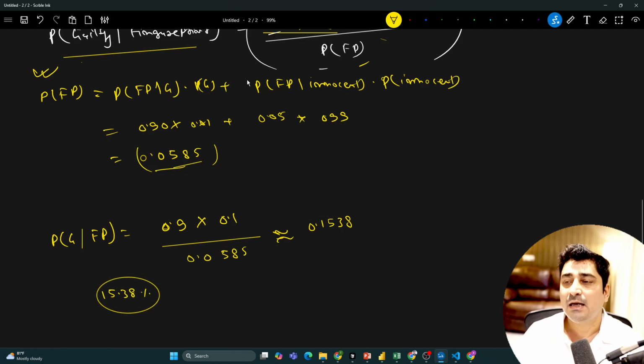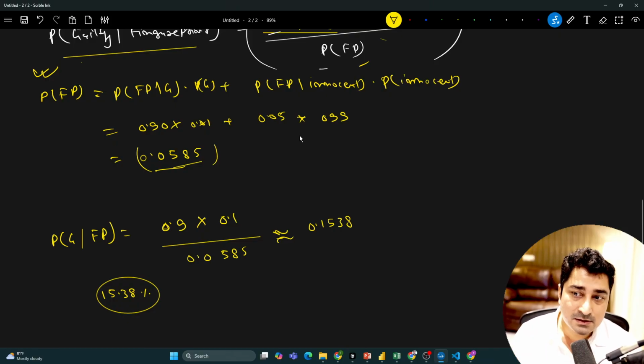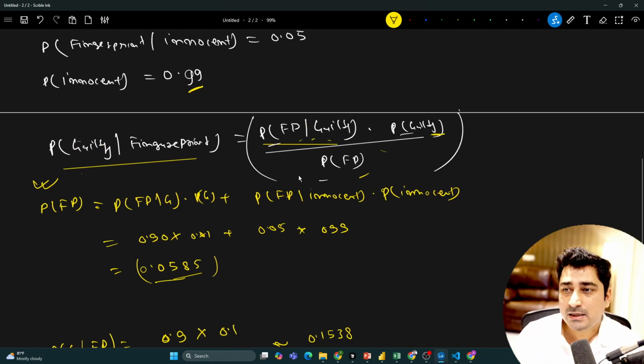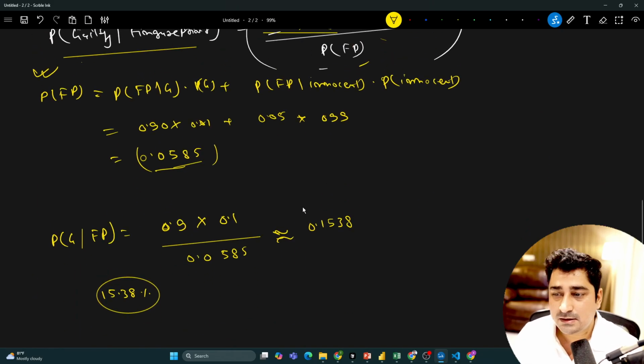So there is a 15.38% chance that a person is guilty even if you are able to find a fingerprint. Your assumption was different from the previous cases, but with respect to this particular population, the guilty ratio is very low. So there is a 15.38% chance that the person will be guilty, even if you are able to find the fingerprint.